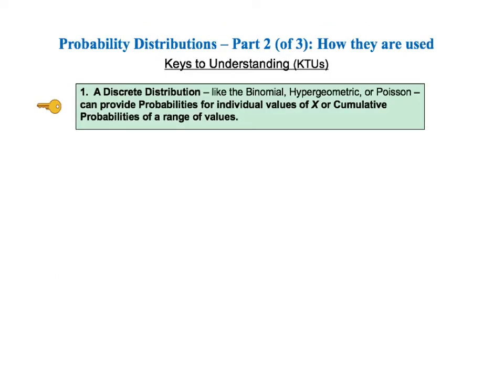As usual in the book and in these videos, we'll go quickly through a list of keys to understanding to give you the overall picture, and then we'll go into detailed explanations of each of the keys. For this video, there are 5 KTUs. The first key to understanding is a discrete distribution, like the binomial, hypergeometric, or Poisson, can provide probabilities for individual values of x or cumulative probabilities of a range of values.